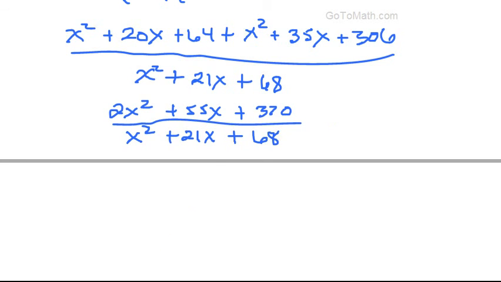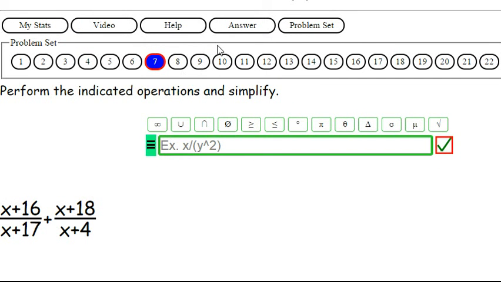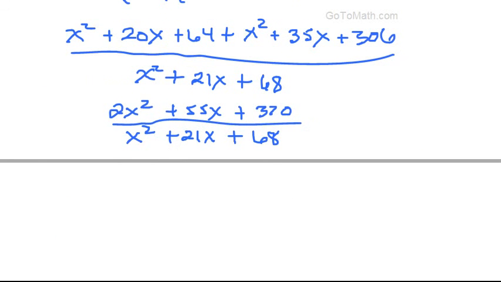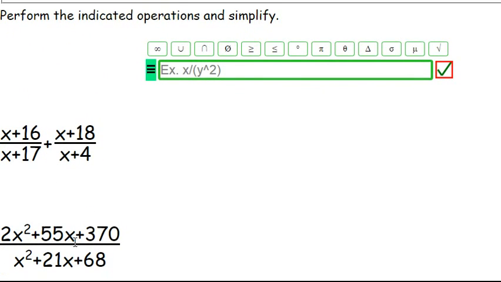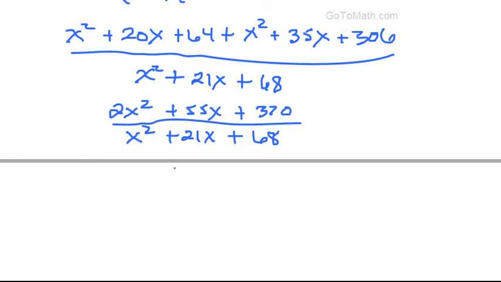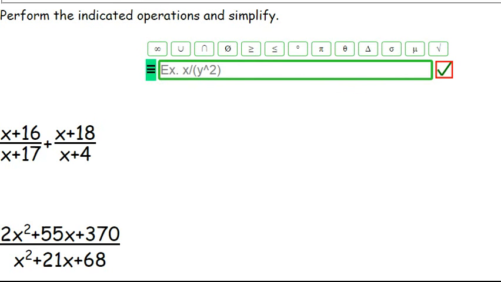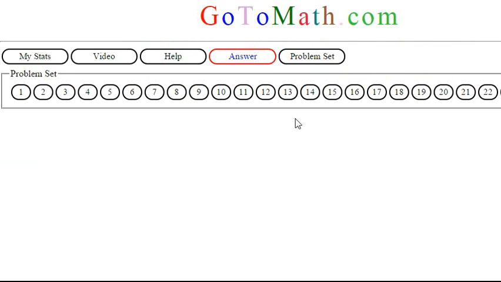I don't know if this thing factors up here so you can cancel out like terms. Let's see what happens. Remember what we had: 2x squared plus 55x plus 370 over x squared plus 21x plus 68. Yep. All right, well, that looks like that's it. See you in the next problem.